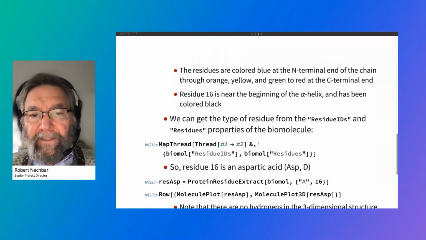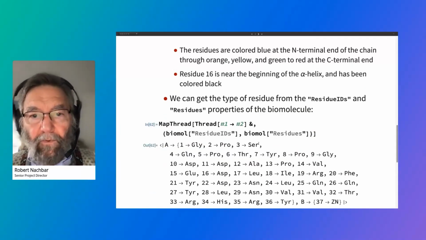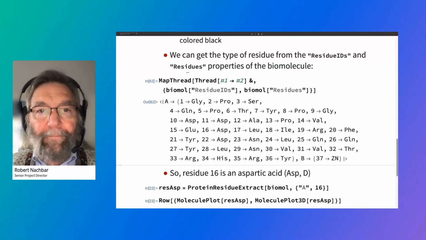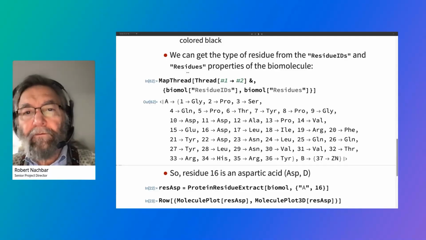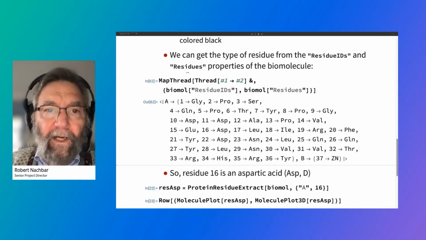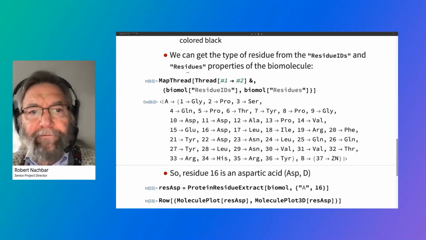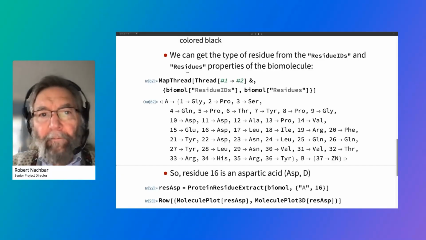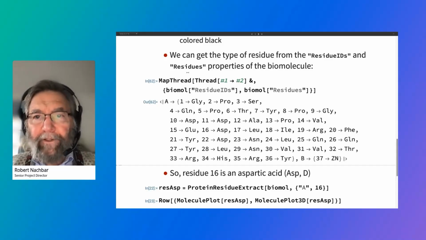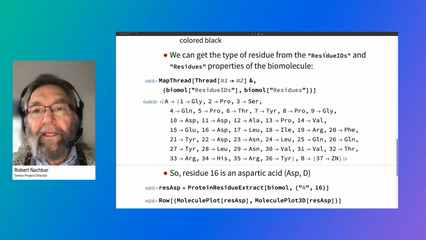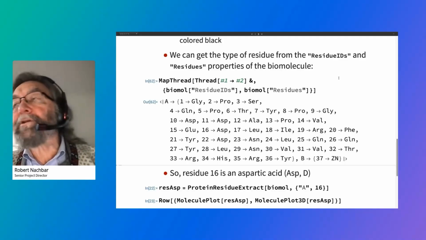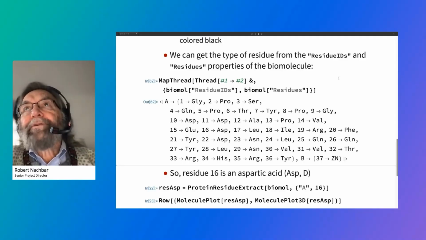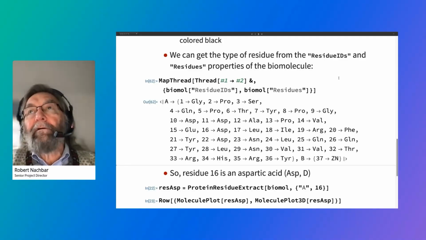So what is residue 16? One way to do it is to use the residue IDs property on the residues property of the biomolecule. If you were at Sutik's presentation a little while ago, he gave a nice overview of working with biomolecules in general at the biomolecule level, and you could have a list of all the properties there, and these are 2 of them. The residue IDs are numbers, but they are not the sequential position in the chain of the data that you have.